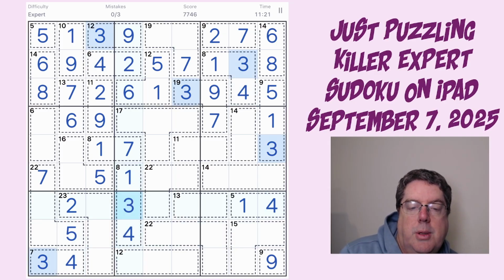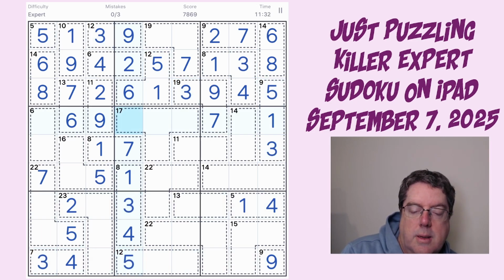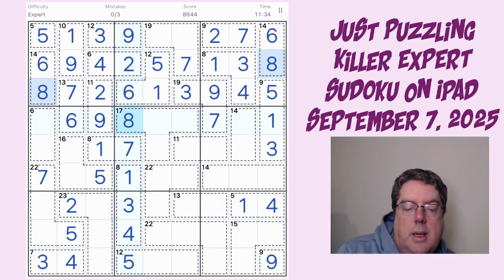Okay, so the numbers are missing 1, 2, 3, 4, 5, 6. So 5 and 8 are missing. 8 can't be here because that'd have to be 3, 1, and there's a 3 here. So this is a 5 and this is the 8. Okay. So this can be 7, 6, 9. So the 7 can't be there, so this is the 7. 7 comes down here.